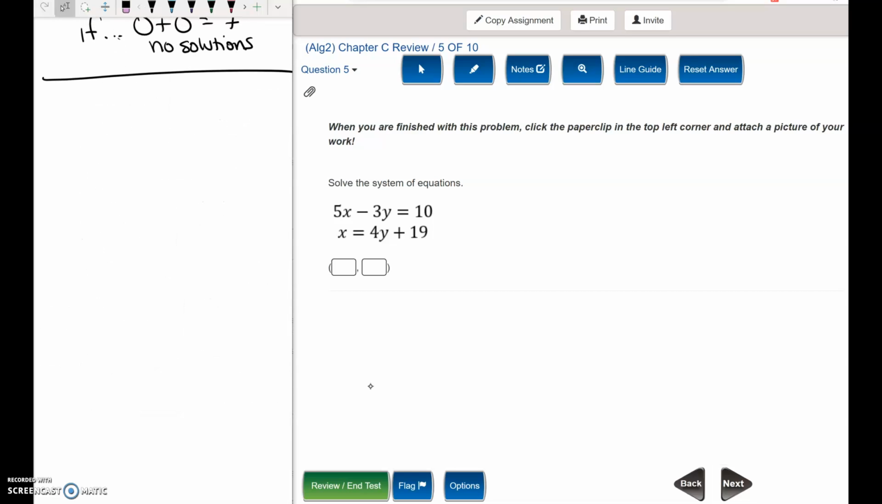Okay, solve the system of equations, and notice it says when you're finished with this problem, click the paper clip in the top left corner and attach a picture of your work. So I'll show you what that looks like in just a second. Solve the system of equations.